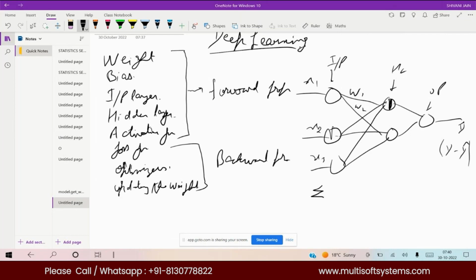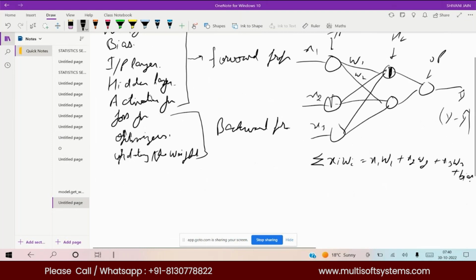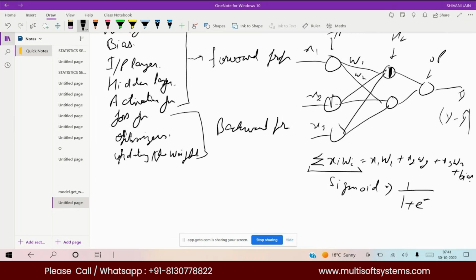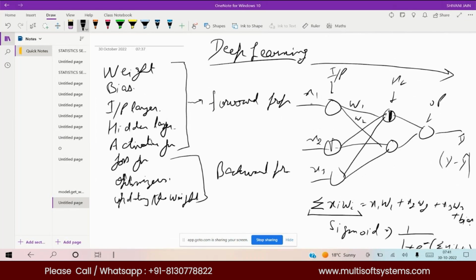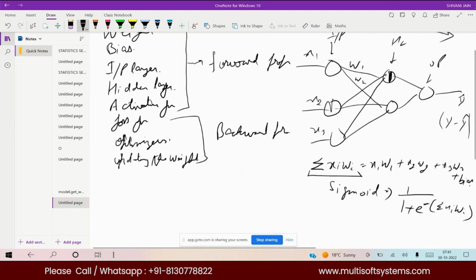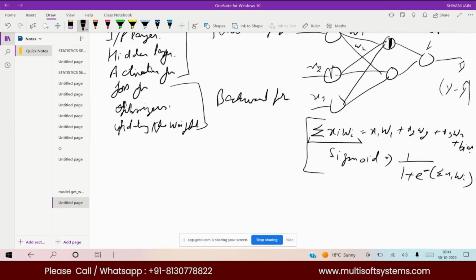In every neuron, two things are happening. First is the summation of xi wi, which is x1 w1 plus x2 w2 plus x3 w3 plus bias. Second is the activation function. Let's talk about the sigmoid activation function: 1 upon 1 plus e raised to the power minus y. These are the things we read yesterday. When we go from here to here, this is forward propagation, and only these two things happen, xi wi and sigmoid.